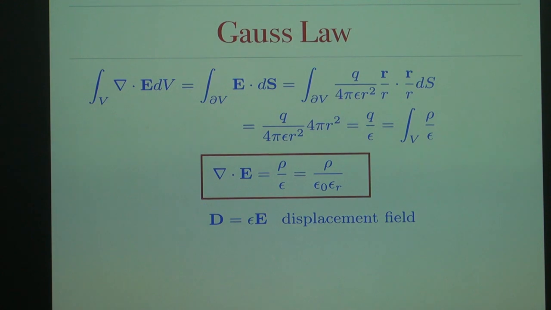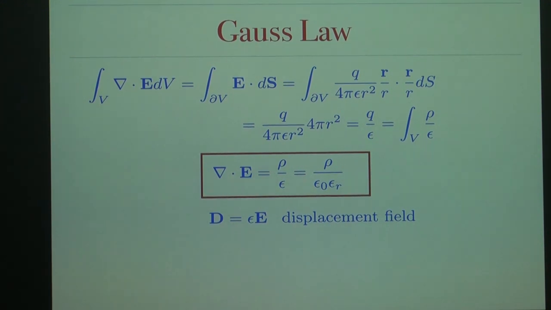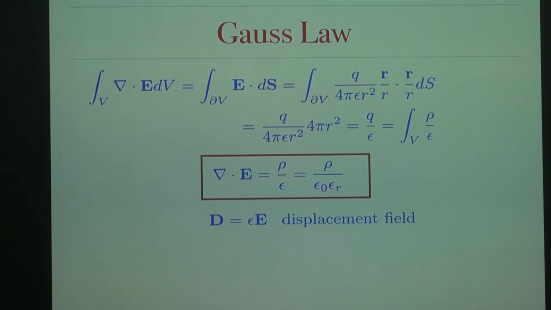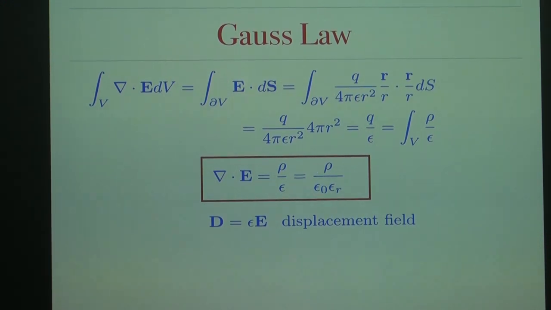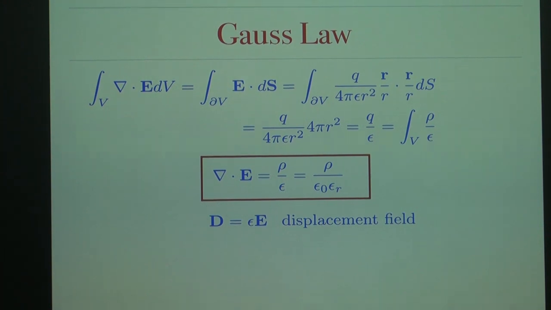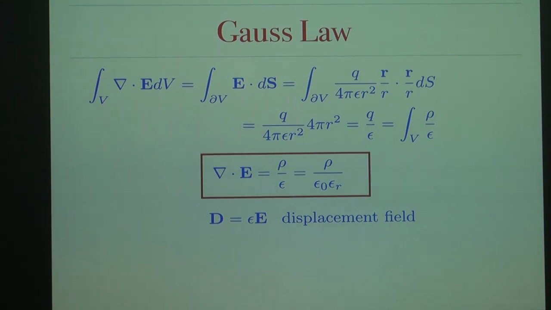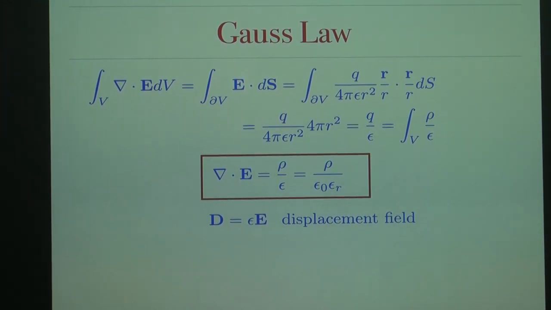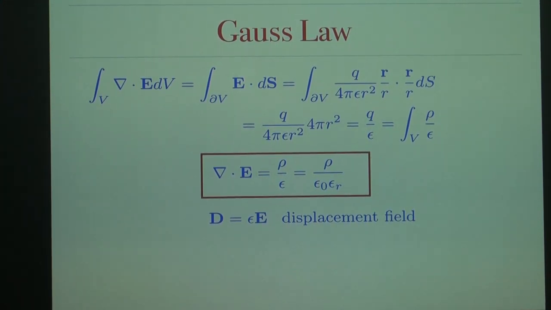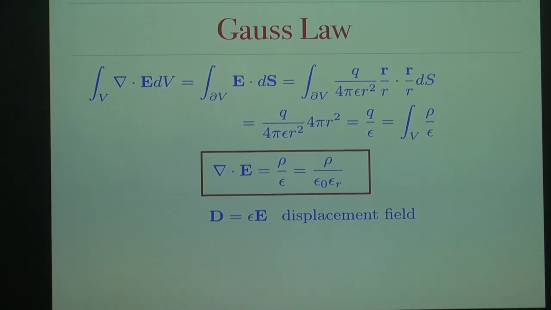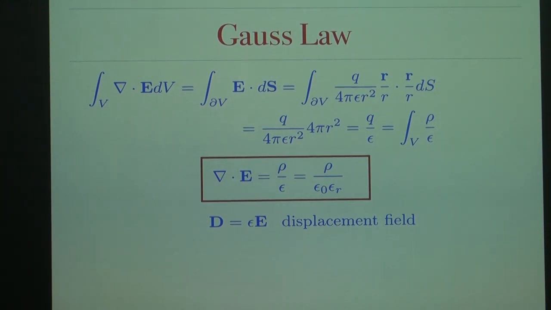Because of this unpleasant coefficient which appears in this engineering way of introducing the electric field, we can introduce another field, which we call the displacement. So that is, of course, the physical field D, which appears in the Maxwell equations, as we will see in a moment, and that is the quantity which is proportional to the electric field in this formulation.